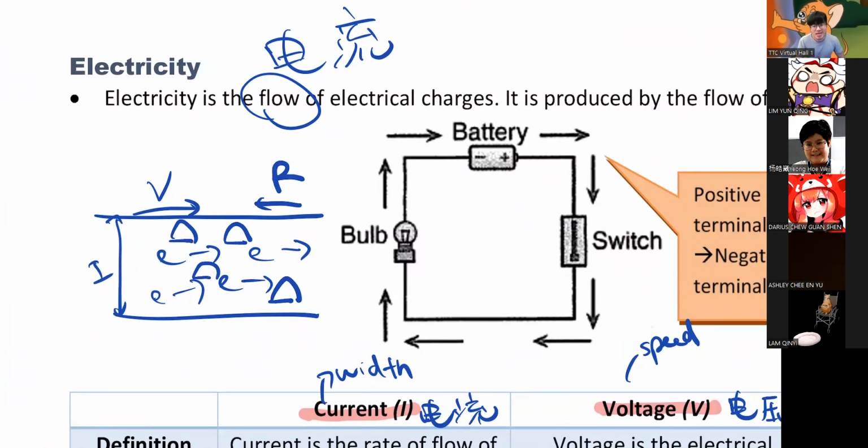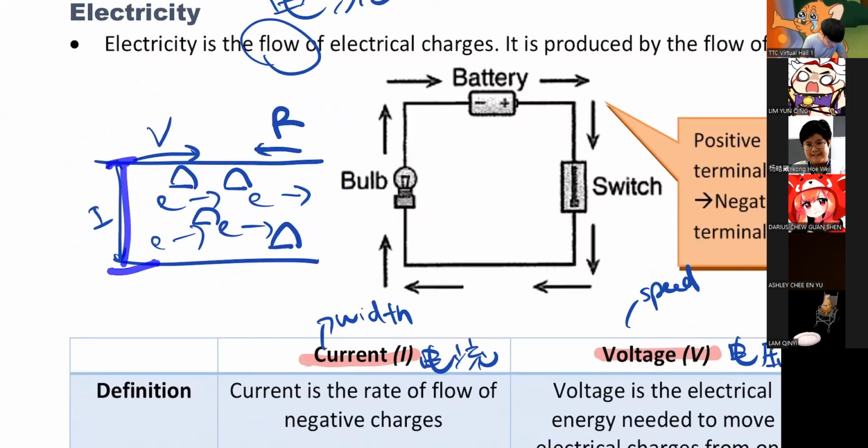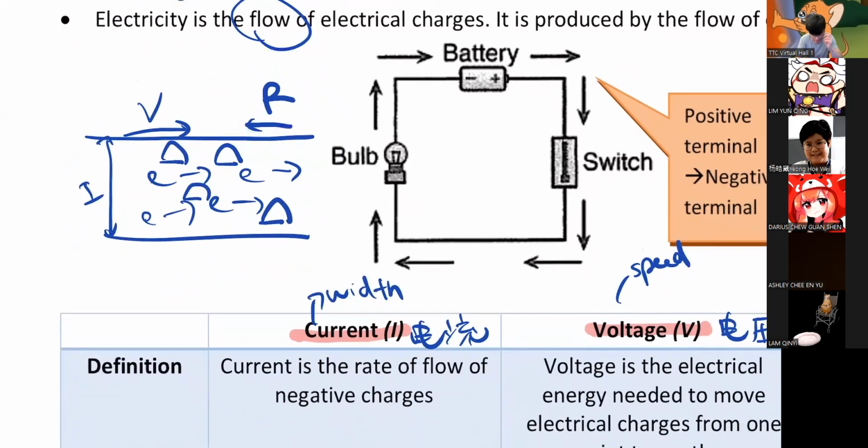Okay, so I hope you guys understand. So just remember this diagram. Current is the width, voltage is the speed, and resistance is whatever that's slowing your river down.